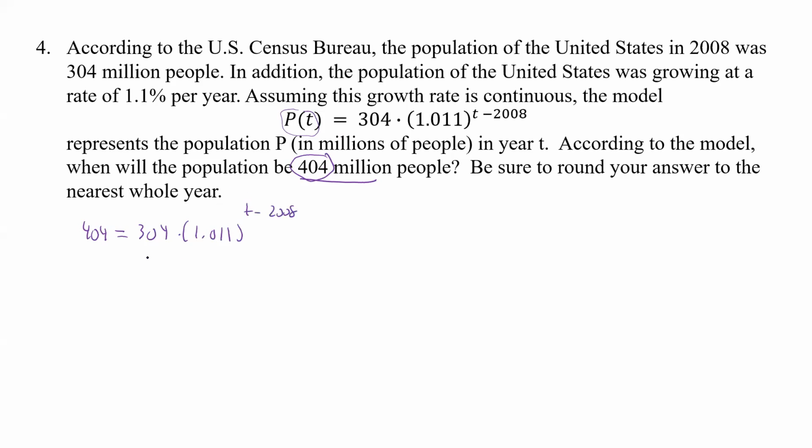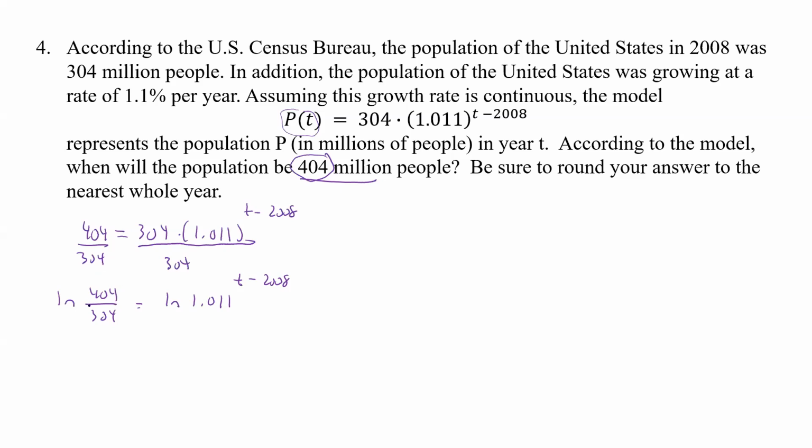All right, so how do we solve this? Well, we need to get rid of that 304 first. And so then we have 404 over 304. And notice I don't simplify this until I plug it into the final calculation. And that equals 1.011 and then t minus 2008. Okay. Now, here what I want to do is I want to get rid of this exponent. And so I'm going to take the ln of both sides.